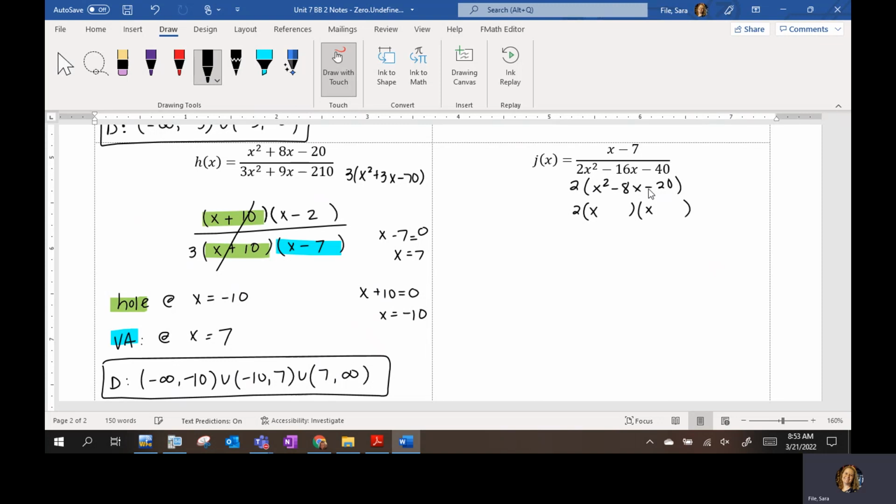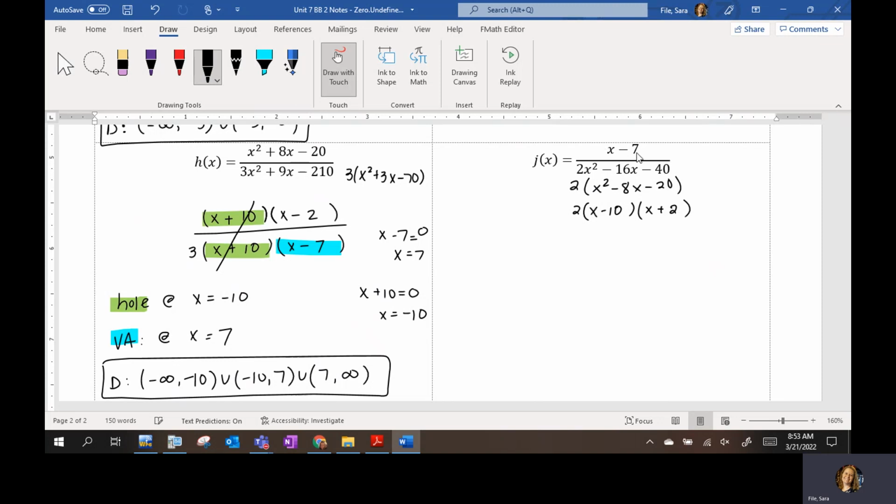We did something very close to this right here. This was positive 8, negative 20. This one's negative 8, negative 20. Yeah, so it's still the 10 and the 2, but we switched the signs because we want it to come out to negative 8 when we add them. Okay, so this is my denominator.